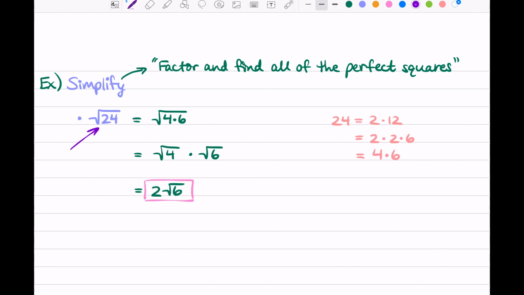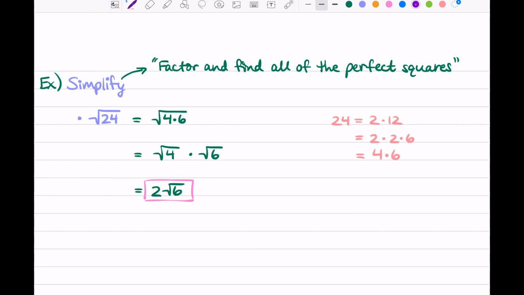So our goal at the beginning was to factor 24 and find all of the perfect squares. We found that the only perfect square was 4, so we rewrote 24 as 4 times 6. And the multiplication rule allowed us to split up the perfect squares from the non-perfect squares. And that's really what we're going for.